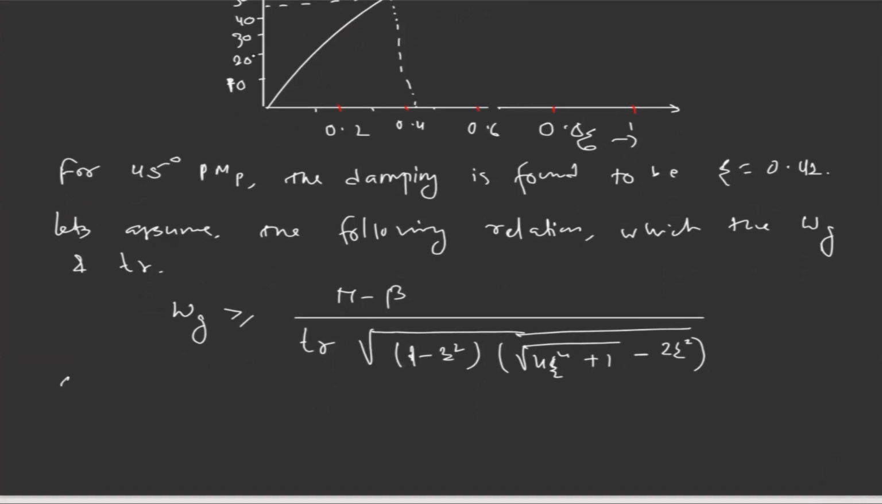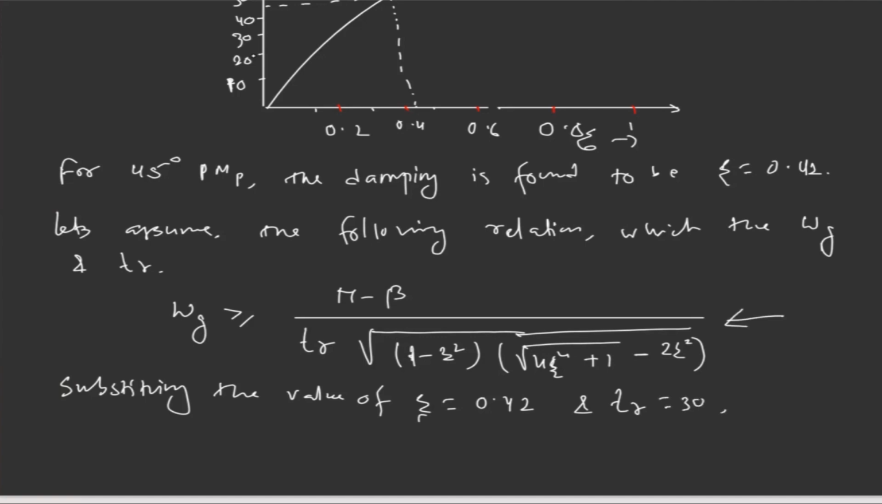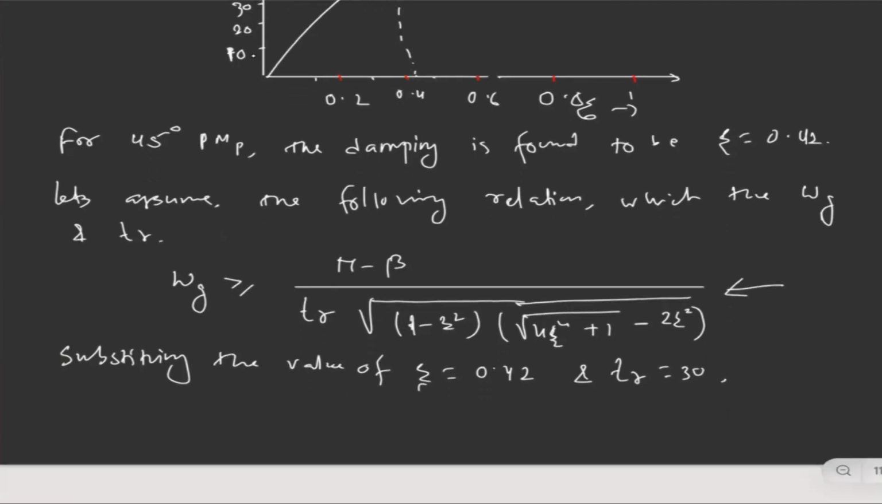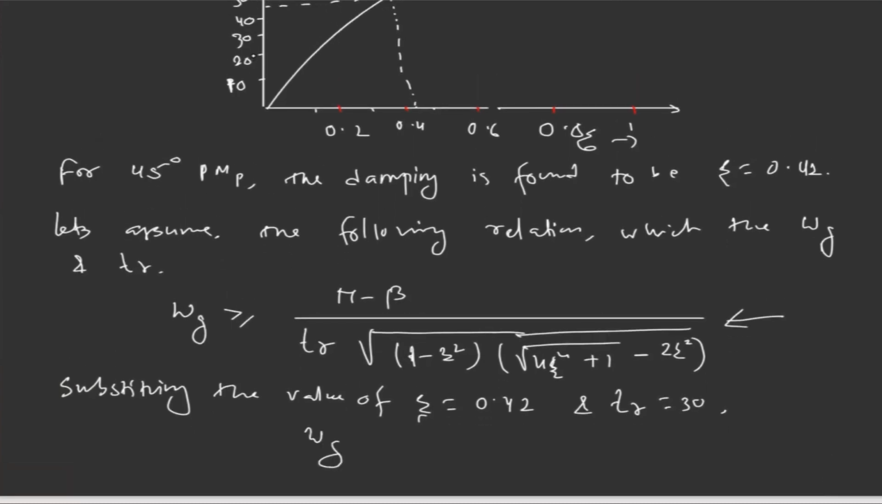Now, substituting the value of zeta equal to 0.42 and tr, rise time, sorry, this is the relation between the gain crossover frequency and rise time, and tr equal to 32. Omega g is found to be greater than or equal to 0.0875 radian per second.